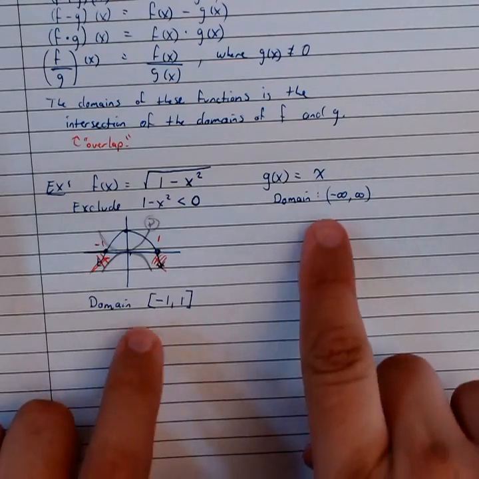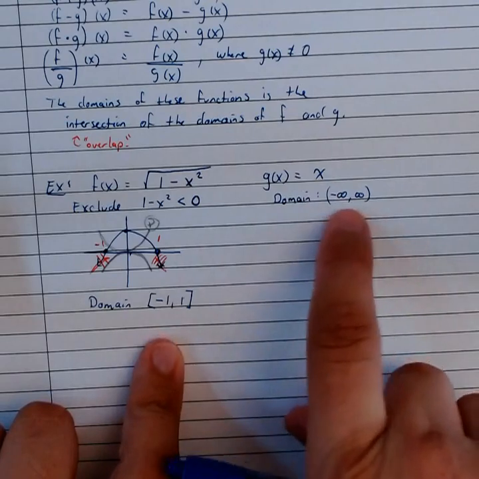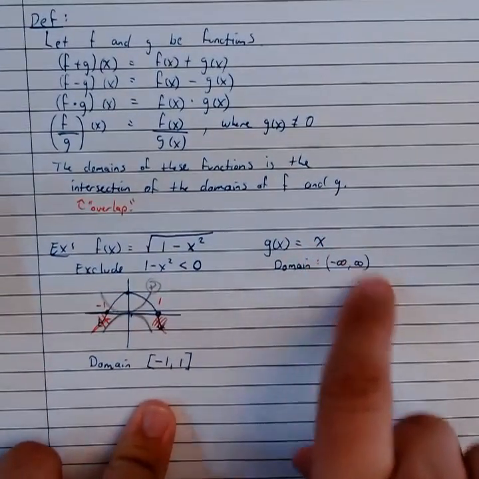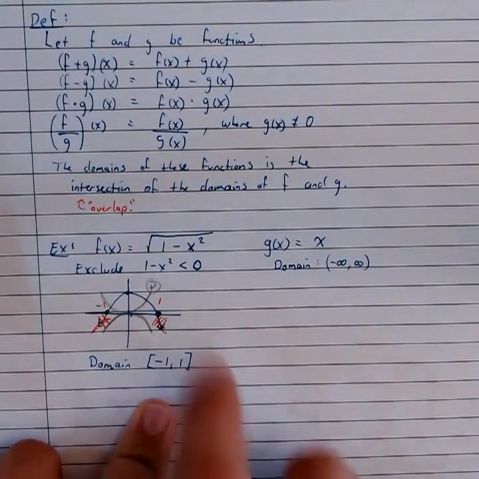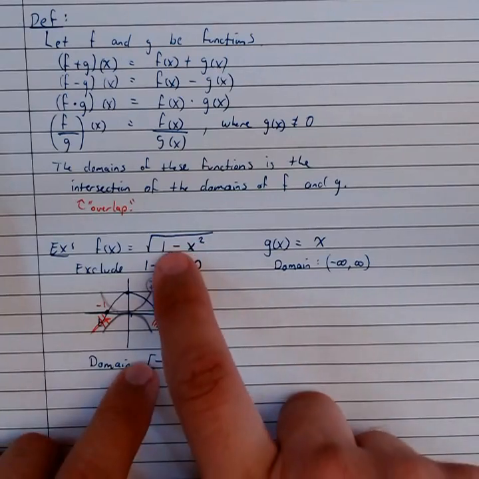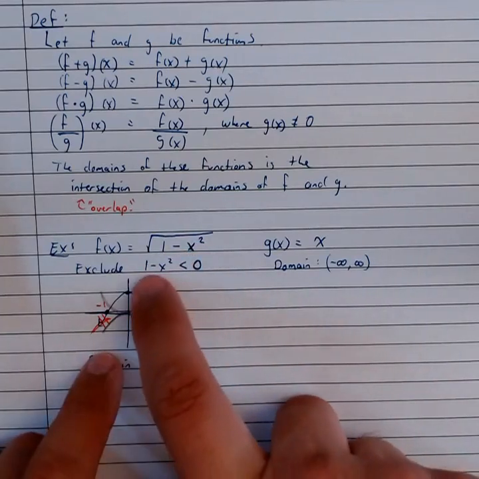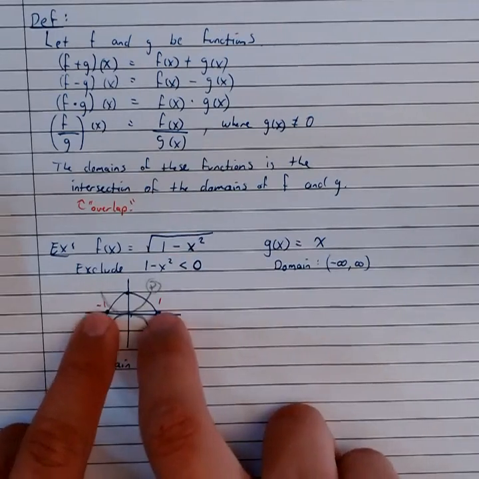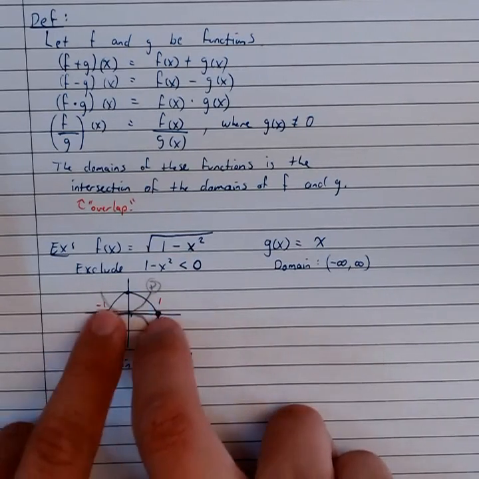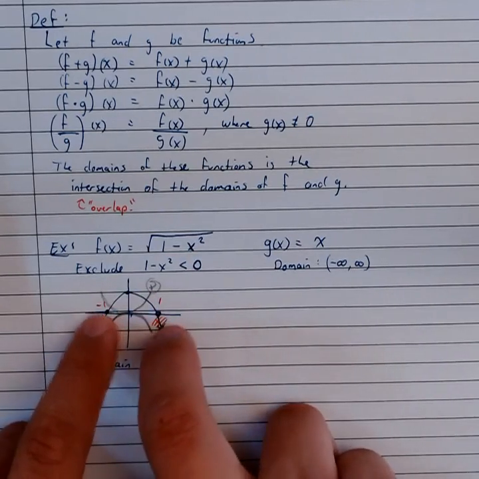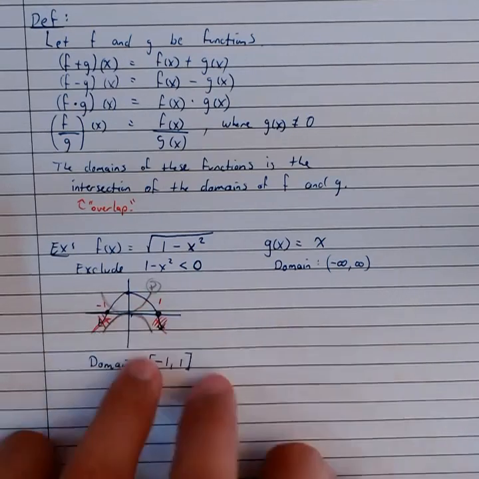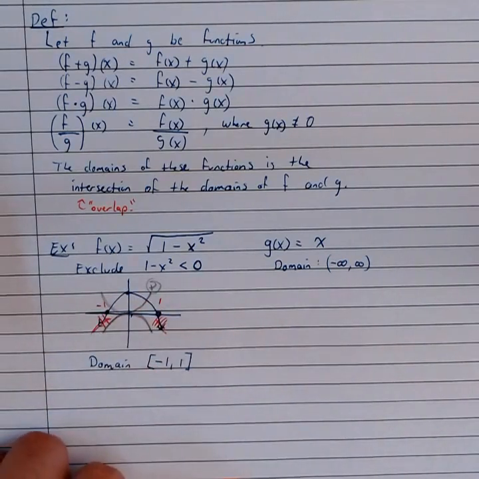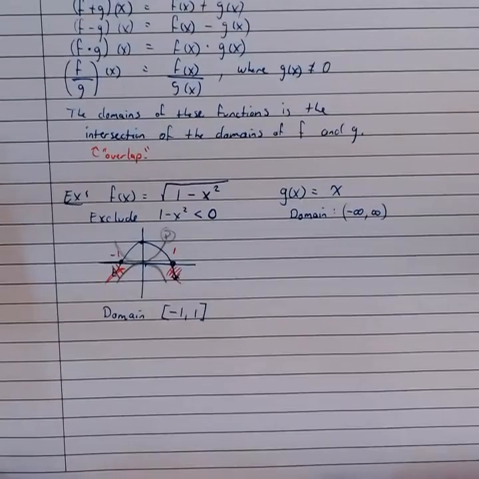Okay, so that's our domain. Remember, for any polynomial, the domain is all real numbers. There's not really any extra consideration you have to do there. However, here, because that has a square root, we needed to throw away everything that made the square root negative. So we kept all the stuff that's above and on the x-axis, which is everything from minus 1 up to positive 1.